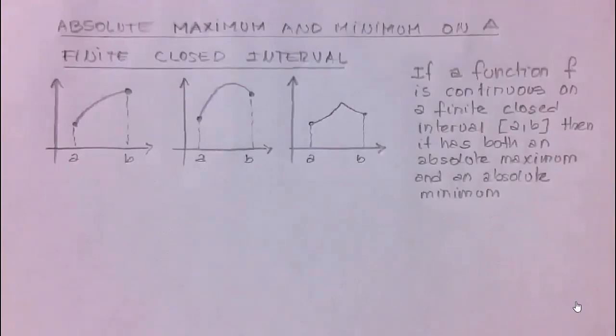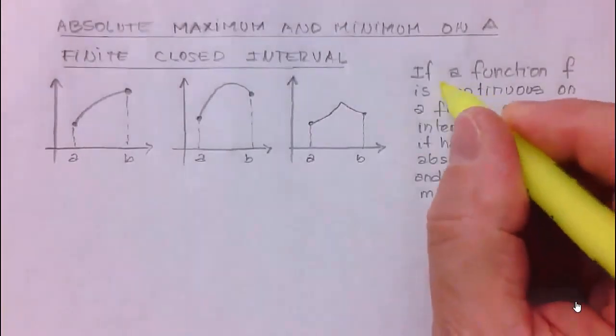We are going to consider three cases for absolute maximum and minimum. The first one is for continuous functions defined on a finite closed interval. The second one would be for functions in infinite intervals. And the third case would be for functions on open intervals. This is the first one.